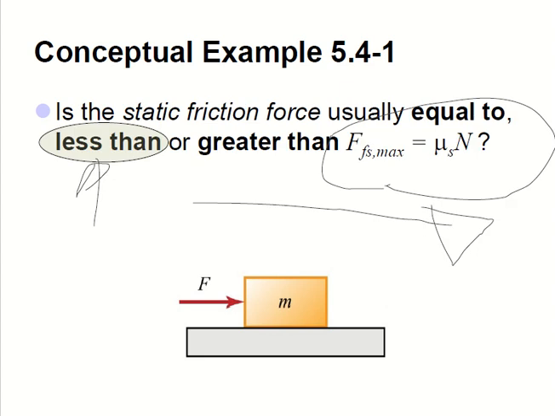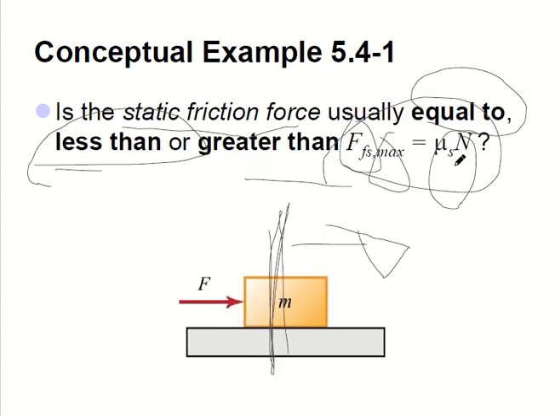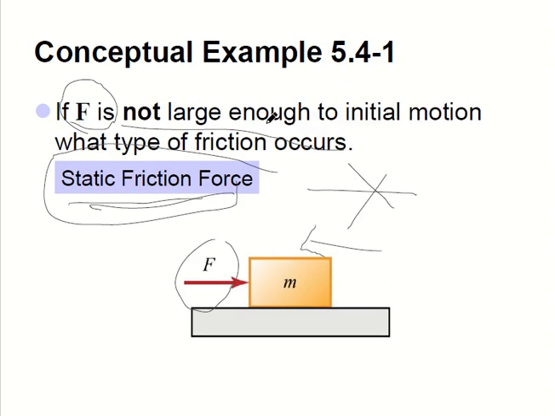I just want to point out a very important thing here. You have to understand that when we talk about a force not large enough to initiate motion, that is your regular static friction, not the maximum. This one is the max, by the way, and that's the reason why it is less than. So your static friction force has to be less than your max if motion won't happen.